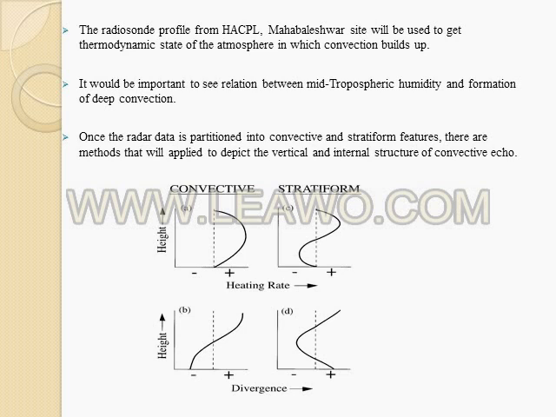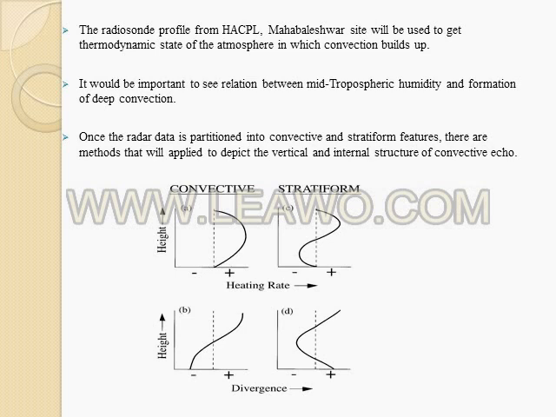As we compare it with the divergence against height, in the convective echo it starts with a negative, comes to zero, and again increases. So in the convective one we have convergence, divergence, and again divergence: positive divergence, negative divergence, then positive divergence.